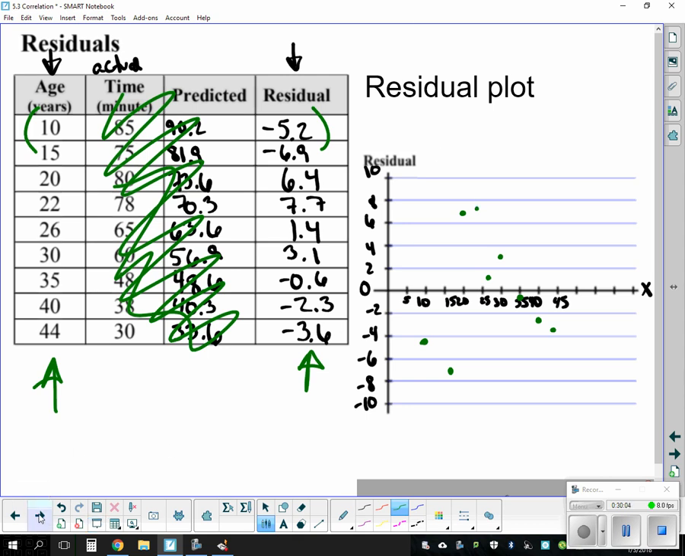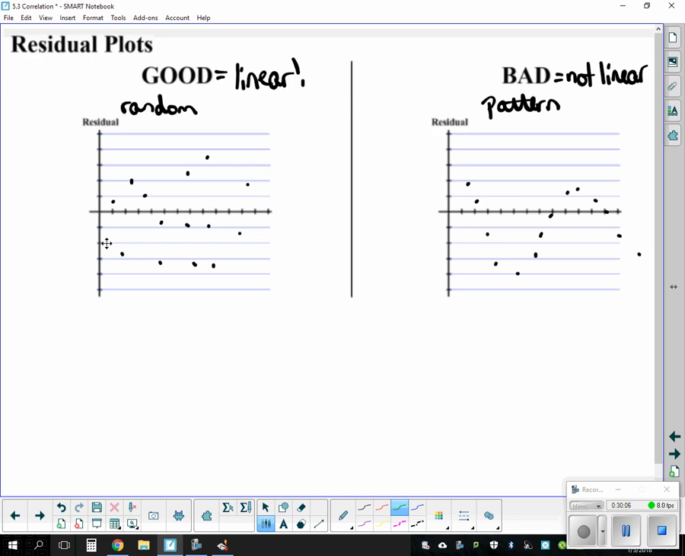Okay, so if it is a random residual plot, that means you do have a good linear model. And if you have some type of pattern, whether it looks like that or, let me do a different color, maybe something like this. They don't have to be perfectly lined up, but see how here we definitely have a pattern happening of kind of like this shape. That's going to tell you that you don't want to use a linear equation for that.